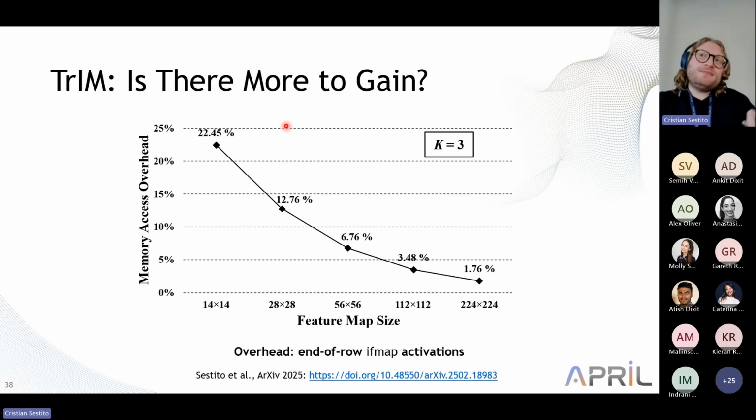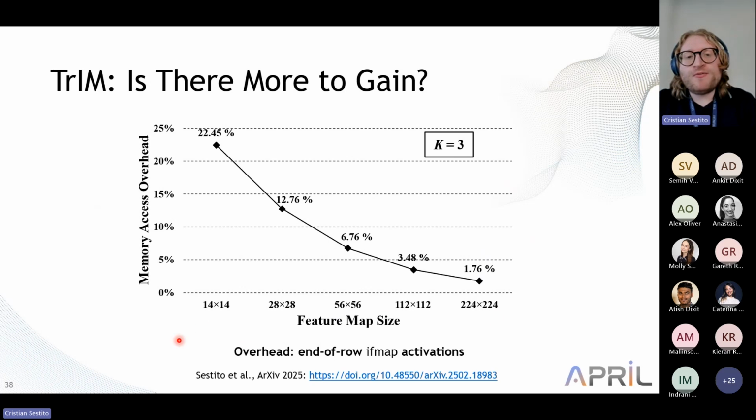Now, we said, okay, TRIM is responsible for reducing the number of memory accesses. But is there more to gain? So can we further reduce this number? And here we have a significant image that shows that in the current TRIM version, we still have a source of memory access overhead. So we still have to read again some feature map activations. And in particular, the issue stays at the border of the feature map. The border of the feature map, according to the movements of the dataflow, needs to be read different times.